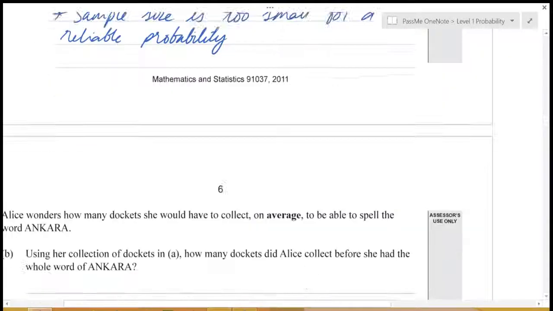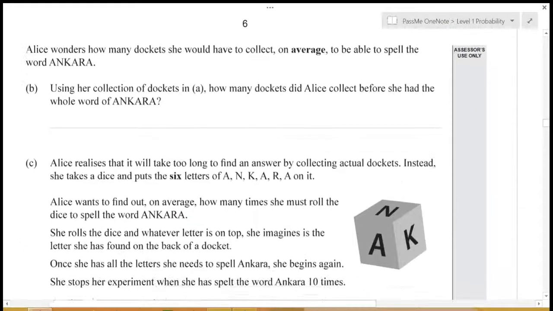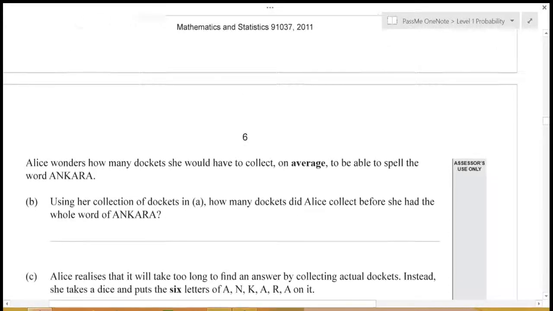Okay, so there we go for that question. We'll continue on to question B. So question B, she's wondering about, on average, how many she'd have to collect to spell the word. And using her collection of dockets, how many dockets did Alice collect before she had the whole word of Ankara?